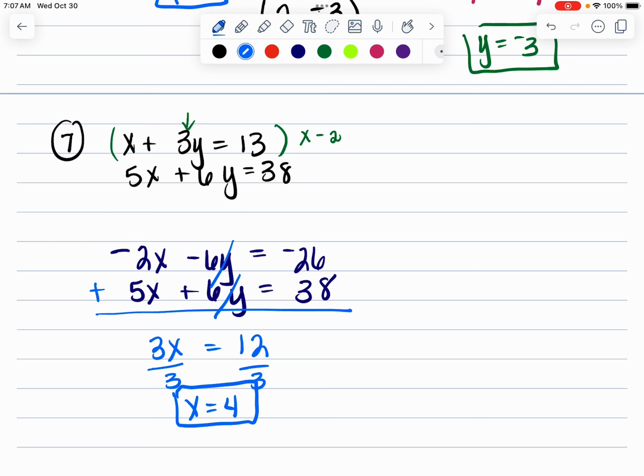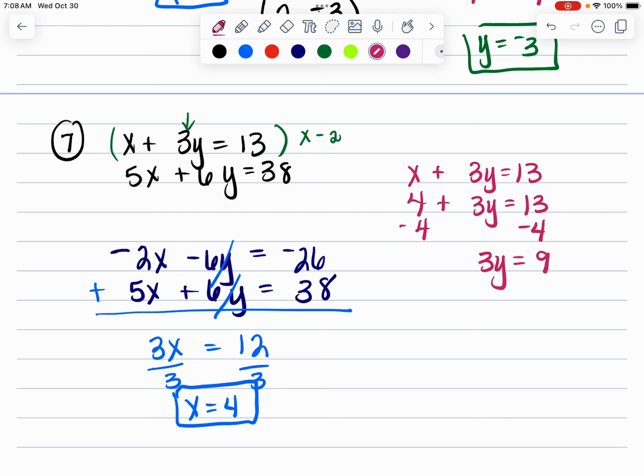So, I'm going to come back up. Again, I'm going to choose to use the first equation. x plus 3y equals 13. Again, we just figured out the value of x was 4. I would need to subtract 4 from both sides to solve this equation. I get 3y equals 9. And dividing by 3, I get the value of y is 3. So that means the solution to number 7 is the point 4 and 3.